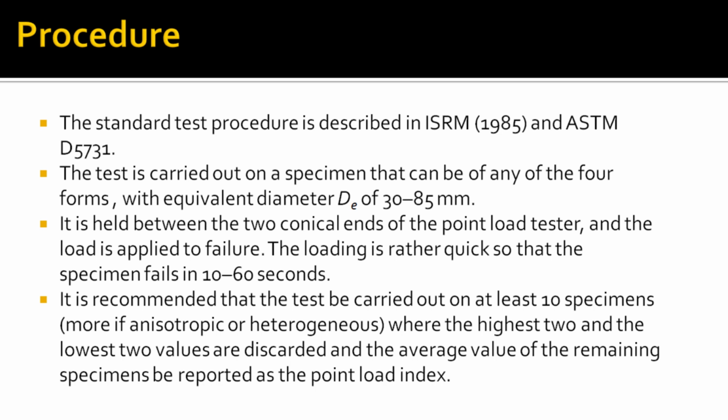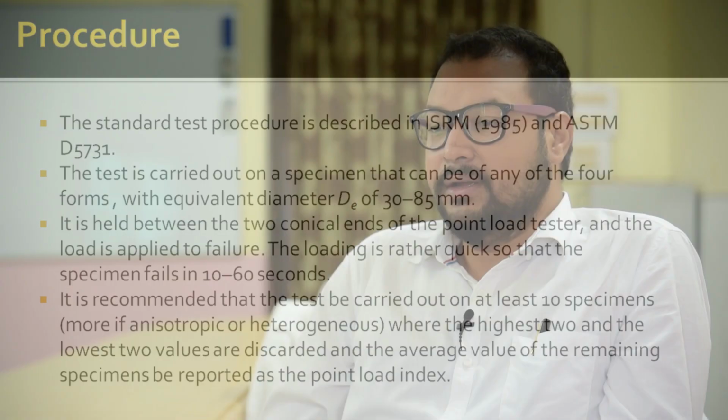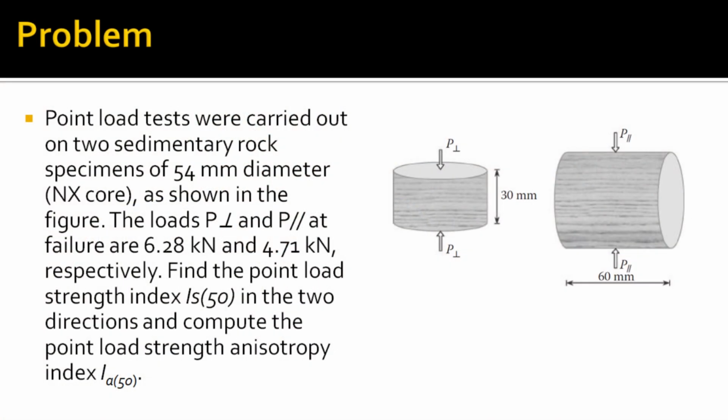It should not be delayed, because if the rate of loading is too slow, then there will be indentation and you will get inaccurate values. Also, another important thing is that at least 10 tests should be conducted for estimating the point load strength, and the two end values should be discarded and an average should be taken. These days, researchers actually use all the values and present them as a histogram.